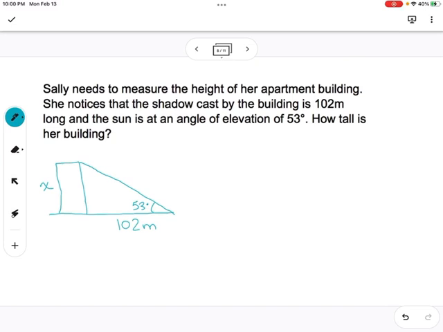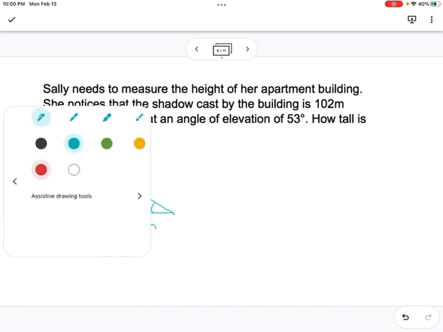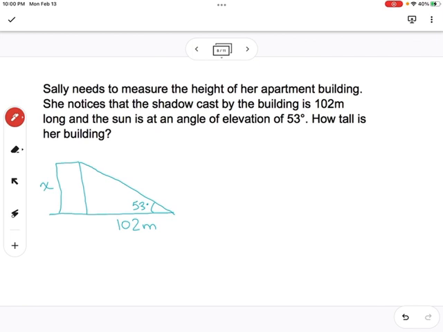Okay, so we notice that we've created this right angle triangle. We know the measurement down here is 102. We know the angle is 53 degrees, and we want to find this side of our triangle here. So based on the 53 degree angle, the adjacent side is right here, and the opposite side is our x. So if we're dealing with opposite and adjacent, that means we're going to be using tan.